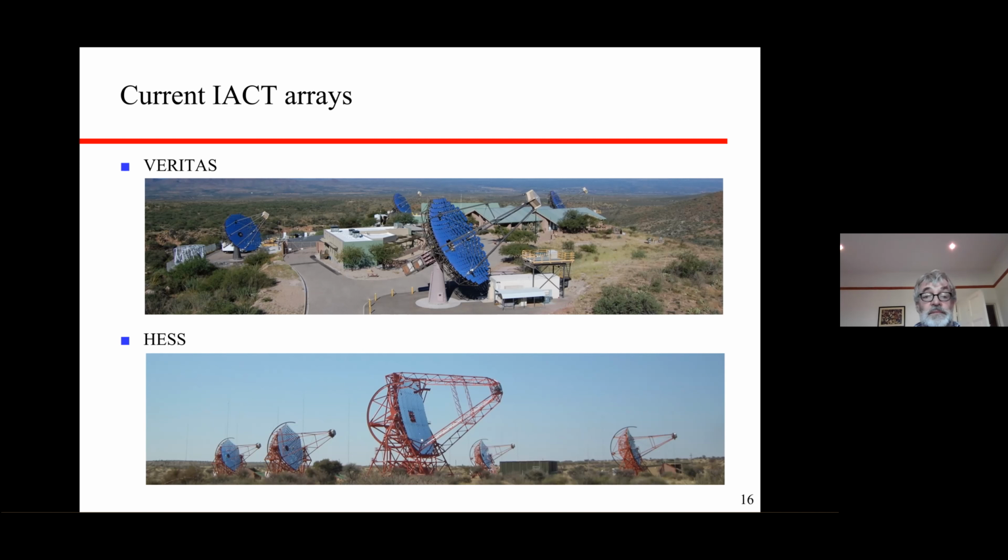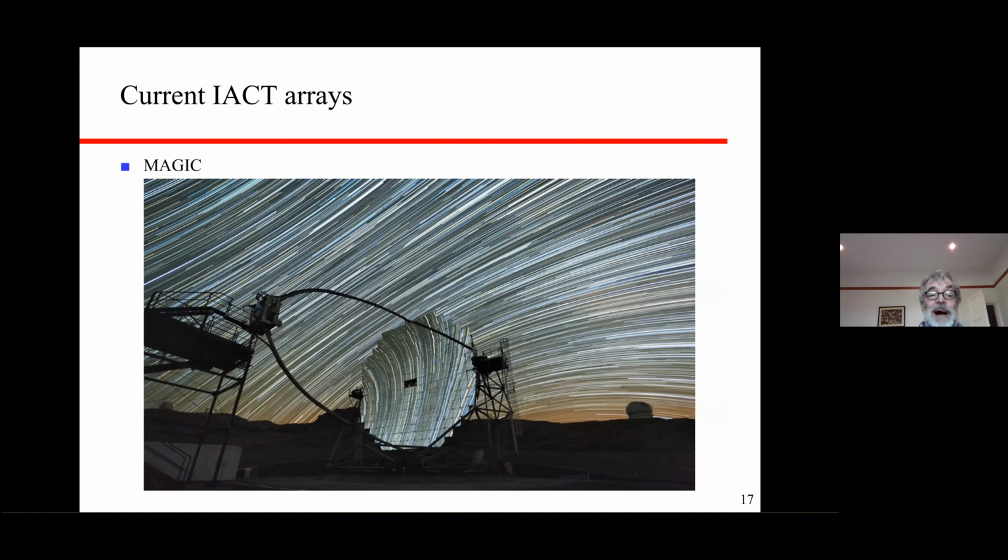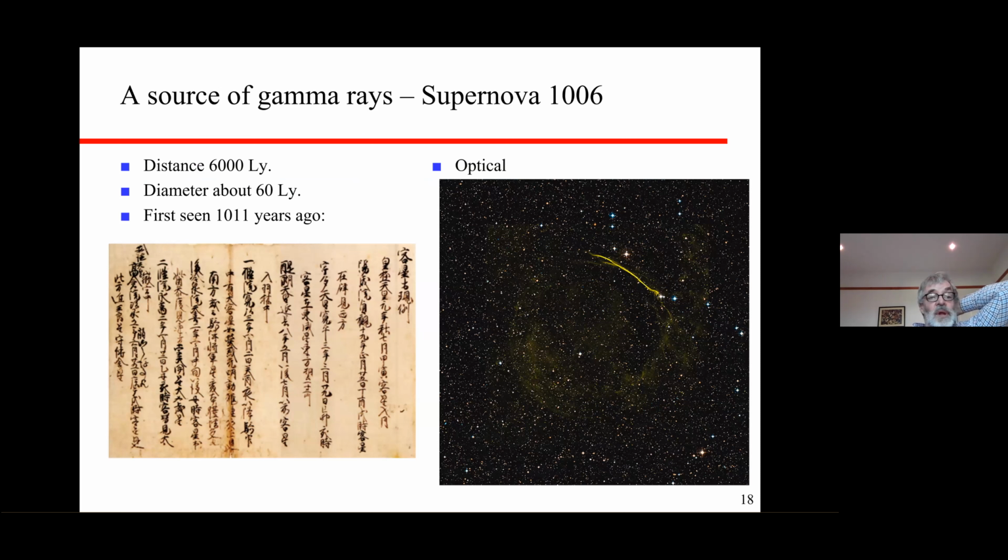And here's the prettiest of them all. This is MAGIC, which is on La Palma and has 2 telescopes of this form here. Okay, so these are the instruments that have been used to do astronomy at these extremely high energies, looking at these enormously energetic photons over the last decade or so. And let's have a look at some of the things they've seen.